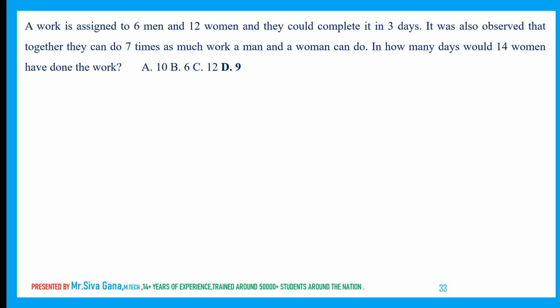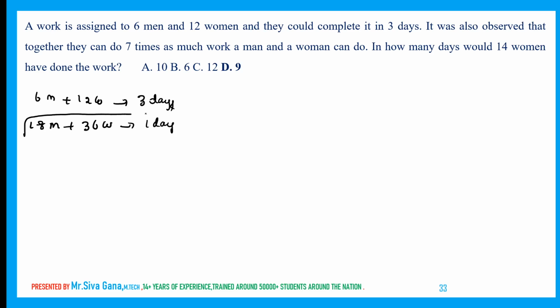A work is assigned to 6 men and 12 women and they complete it in 3 days. Okay, 6 threes are 18 men plus 12 threes are 36 women can complete the work in 1 day. More men, work completes in less time. Okay, this is the first thing.